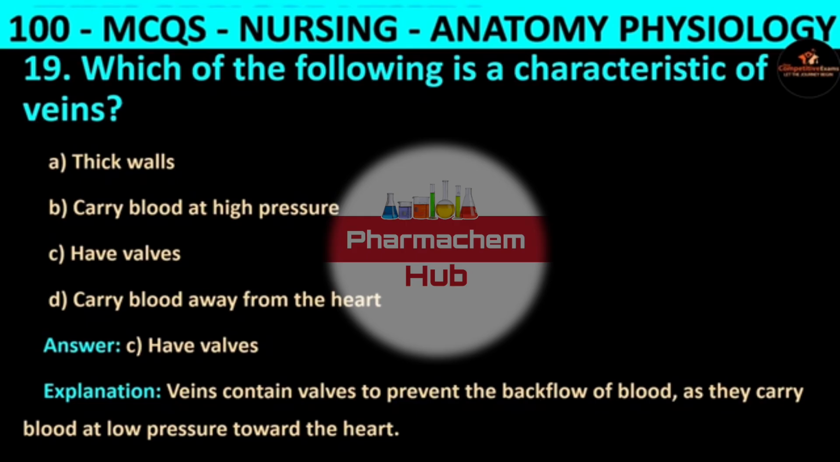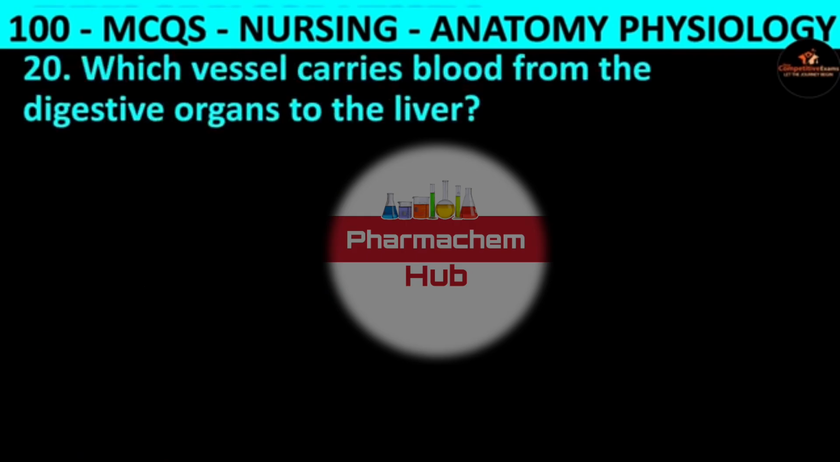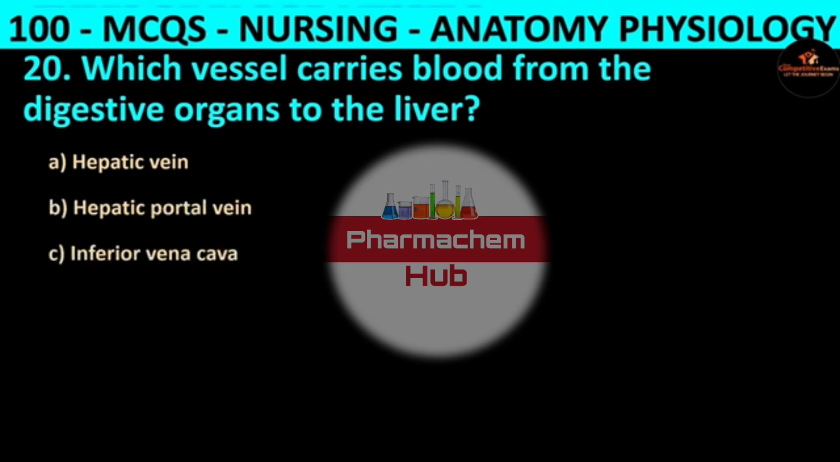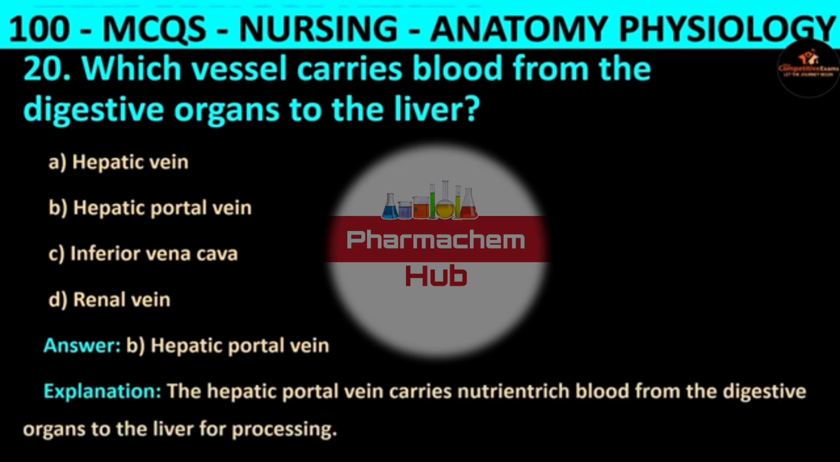Question number 20. Which vessel carries blood from the digestive organs to the liver? The options are hepatic vein, hepatic portal vein, inferior vena cava, or renal vein. The correct answer is B, that is hepatic portal vein. The hepatic portal vein carries nutrient-rich blood from the digestive organs to the liver for processing.